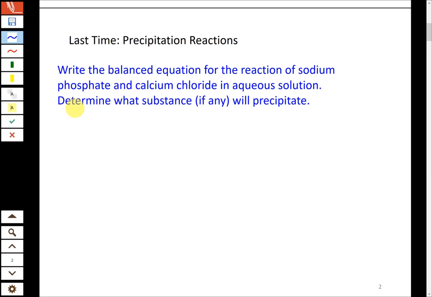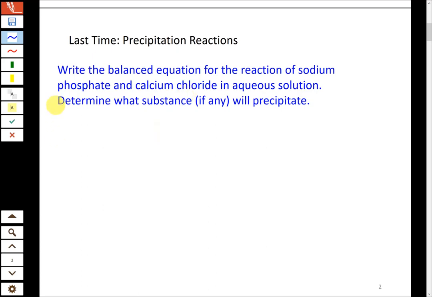So, write the balanced equation for the reaction of sodium phosphate and calcium chloride in aqueous solution, and then determine what substance will precipitate. All right, so for this one, we're going to write out the 2 reactants first. We have sodium phosphate and calcium chloride. So those are going to be the 2 aqueous solutions we're combining.